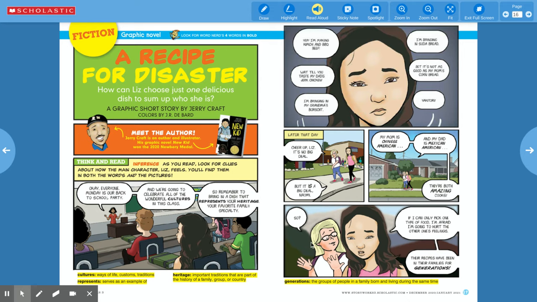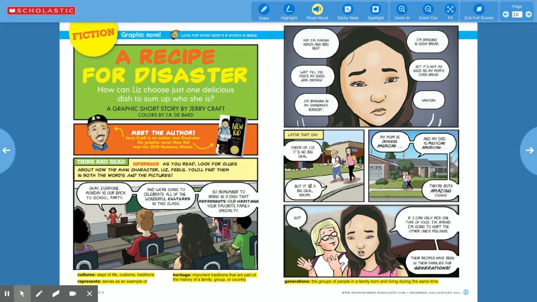And so Naomi says, "So?" And Liz says, "If I can only pick one type of food, I'm afraid I'm going to hurt the other one's feelings. Their recipes have been in their families for generations." So what is she worried about? She's worried about hurting her parents' feelings, okay? So she is dreading having to choose between one of her mom's recipes and one of her dad's recipes, and feels like no matter what she does, she's going to hurt one of their feelings.